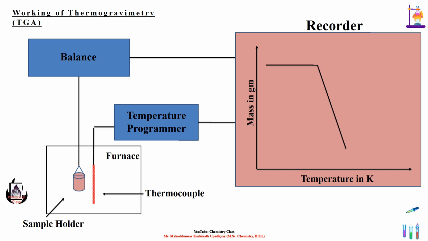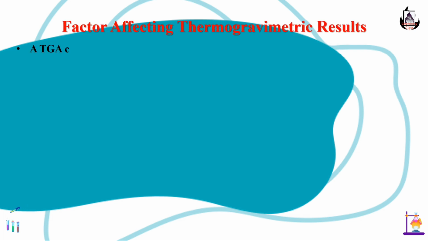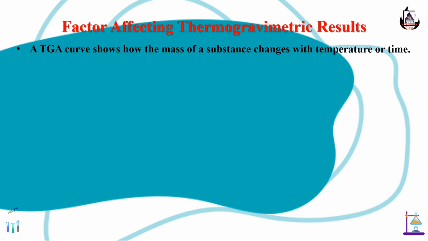That's how TGA helps us study thermal stability and composition of material. Let us now focus on factors affecting thermogravimetric results, or thermogram. A TGA curve shows how the mass of a substance changes with time.